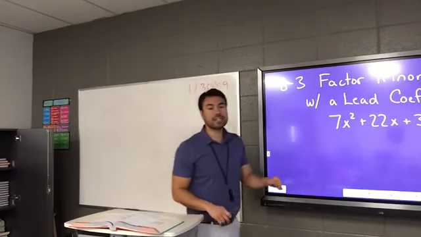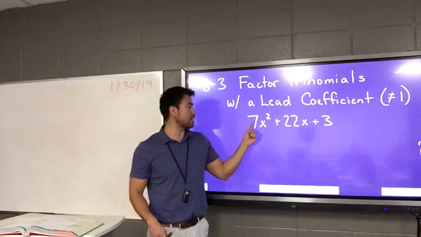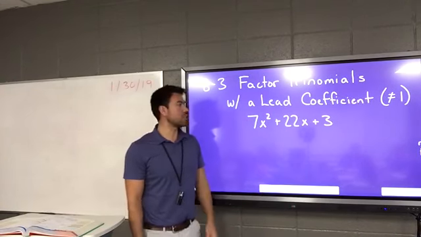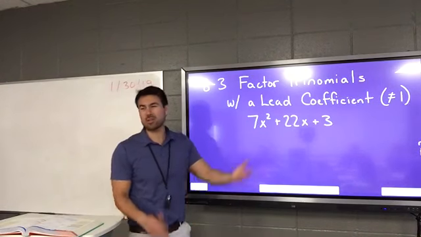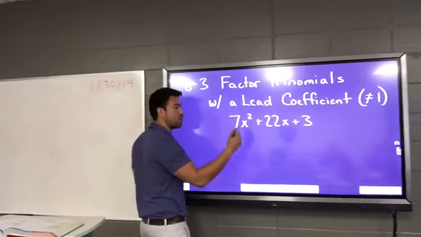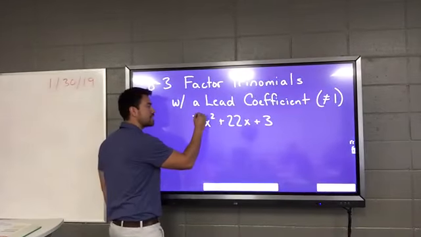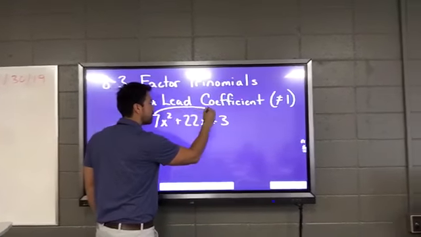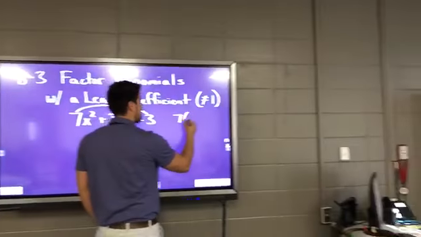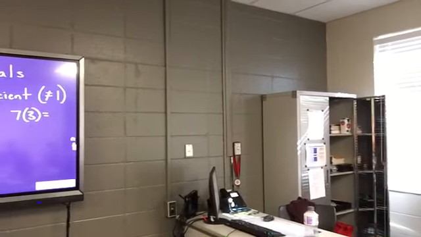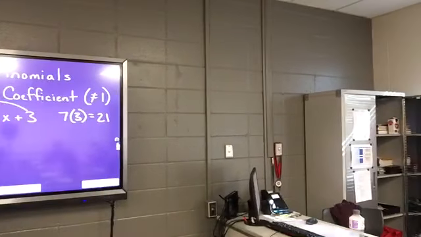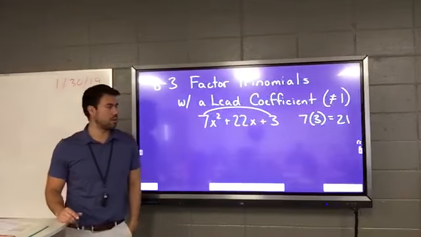Okay, why is it different? The main reason is because that lead coefficient is not 1. So we're going to use another method called the bridge method. I don't care what you call it, bridge, arch, rainbow method. But the reason we call it one of those is because you're going to take this lead coefficient and multiply it by the constant. So here I'm going to write off to the side 7 times 3. Does anyone know what that is? 21. And that's a key number. That's a very helpful number.